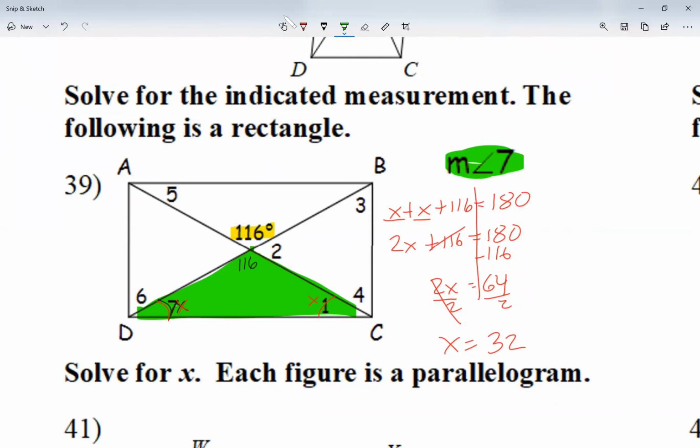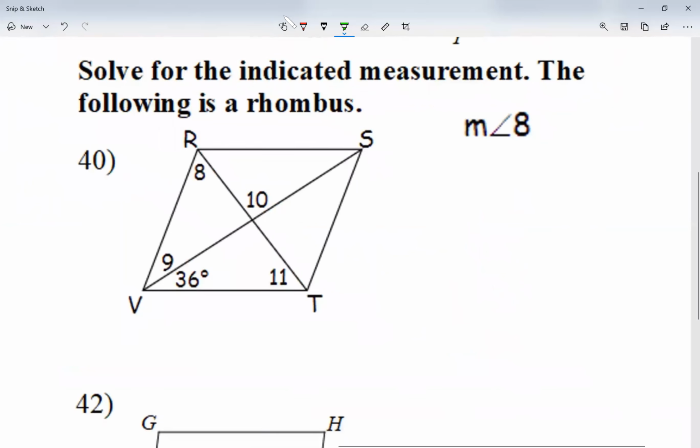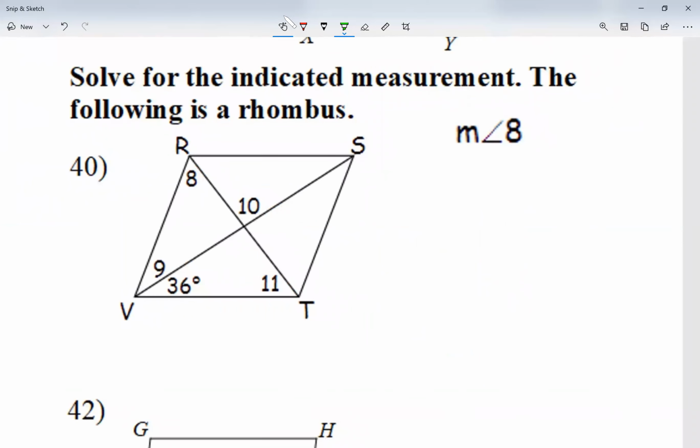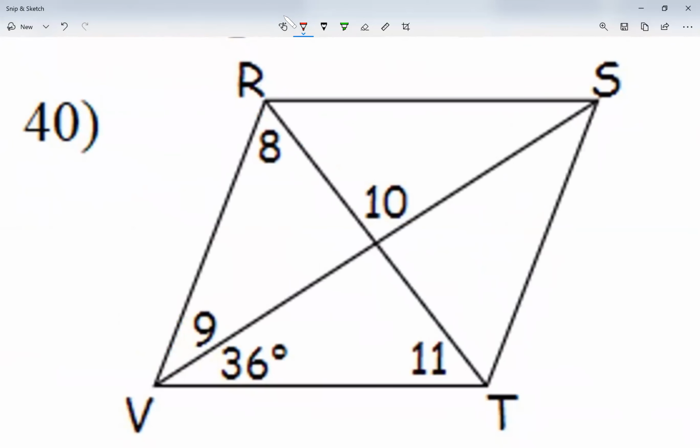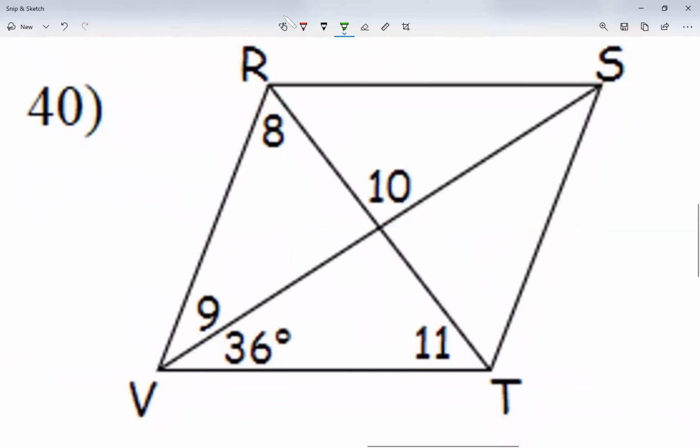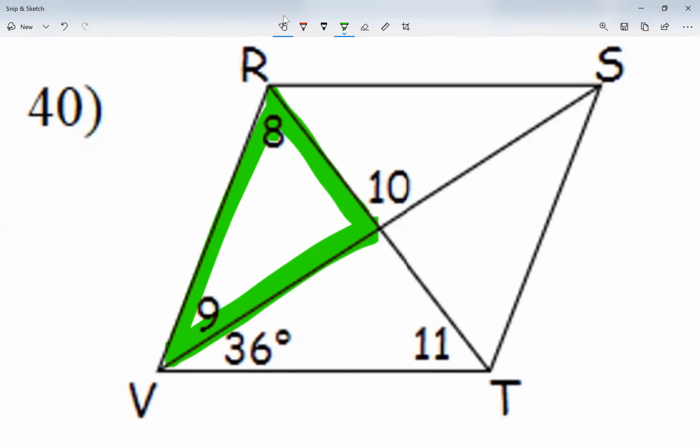All right, let's take a look at question number 40. Solve for the indicated measurement. The following is a rhombus. In this case, I'm solving for the measurement of angle 8. Okay, so let's take a look. To be honest, just to start here, I'm gonna focus on a triangle. I'm solving for angle 8, so I'm gonna look at the triangle that has angle 8.